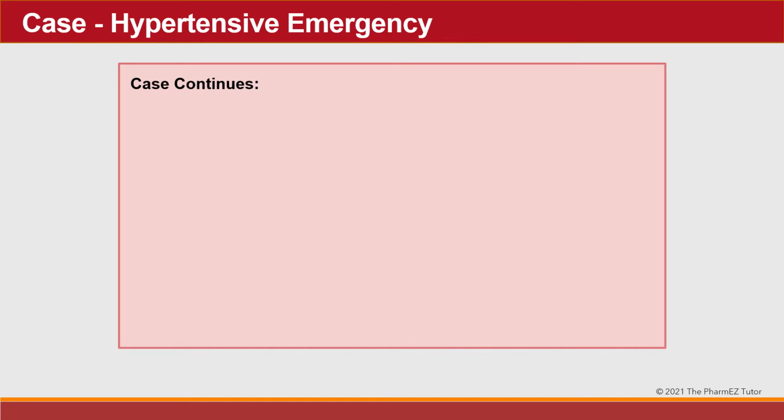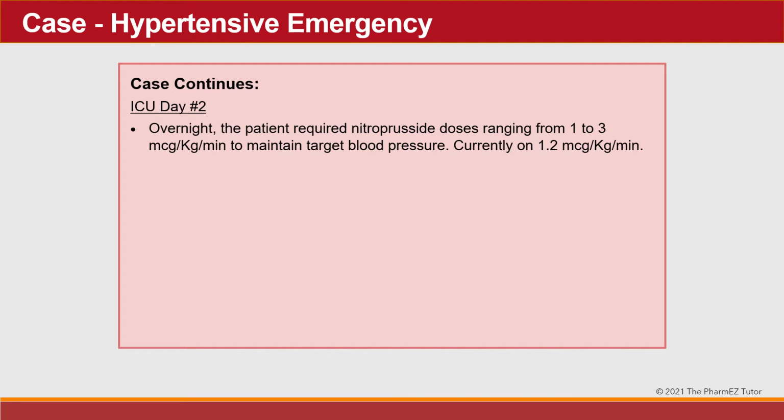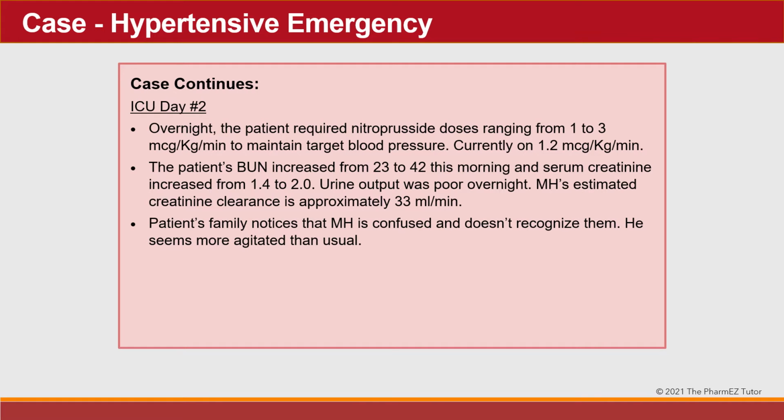Let's continue the case discussion. Overnight, the patient required nitroprusside doses ranging from 1 to 3 mics per kilo per minute to maintain target blood pressure. MH is currently on 1.2 mics per kilo per minute. His BUN increased from 23 to 42 this morning, and serum creatinine increased from 1.4 to 2.0. Urine output was poor overnight. MH's estimated creatinine clearance this morning is approximately 33 mLs per minute.